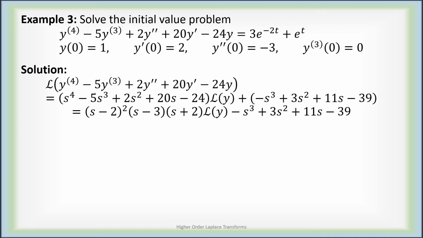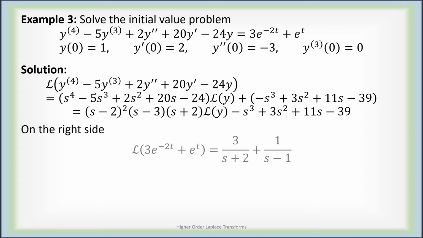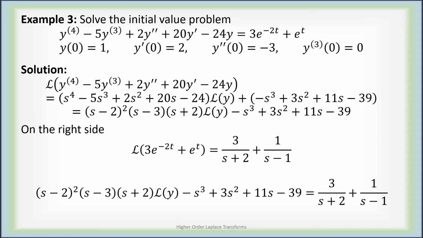So now that we've taken the Laplace transform of the entire left-hand side and simplified it as much as we can at this point, we're going to turn our attention to the right-hand side. The Laplace transform of the forcing function, 3e to the minus 2t plus e to the t, is given by 3 over s plus 2 plus 1 over s minus 1. Altogether, the Laplace transform of the left-hand side is equal to the Laplace transform of the right-hand side.